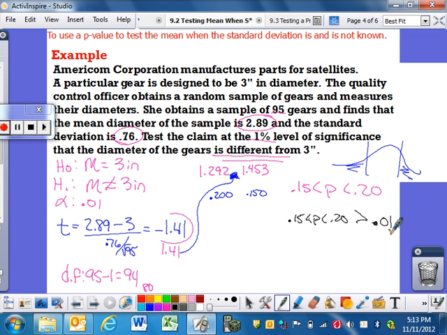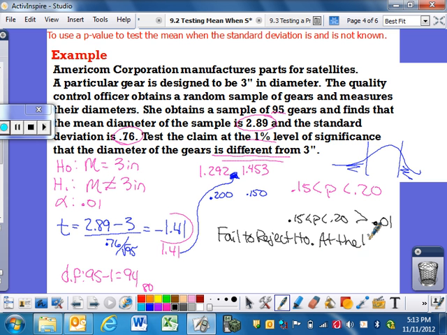We cannot assume that this is a big significant thing. So fail to reject the null hypothesis. That's the first thing you need to say. Because my p-value is greater than 0.01, it's not very significant. Okay? That means we're going to fail to reject. And just what does that mean?